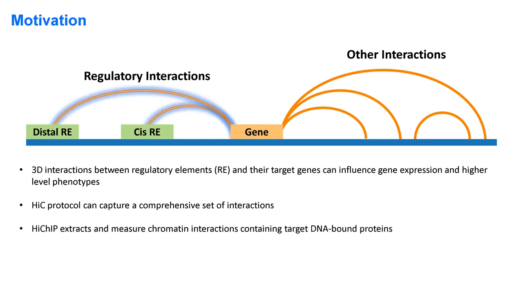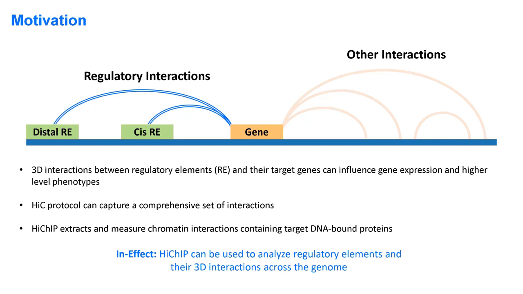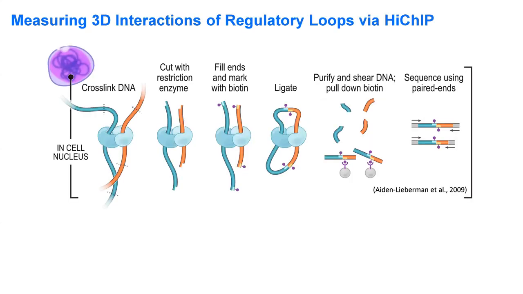So in order to target our interactions to potentially just regulatory interactions, we can use HiChIP, which introduces an immunoprecipitation step, allowing you to target DNA-bound proteins such as histone modifications or transcription factors. So in effect, HiChIP is a very useful tool to analyze 3D interactions in a very protein-centric way. HiChIP is actually derived from HiC with the addition of this immunoprecipitation step right here.